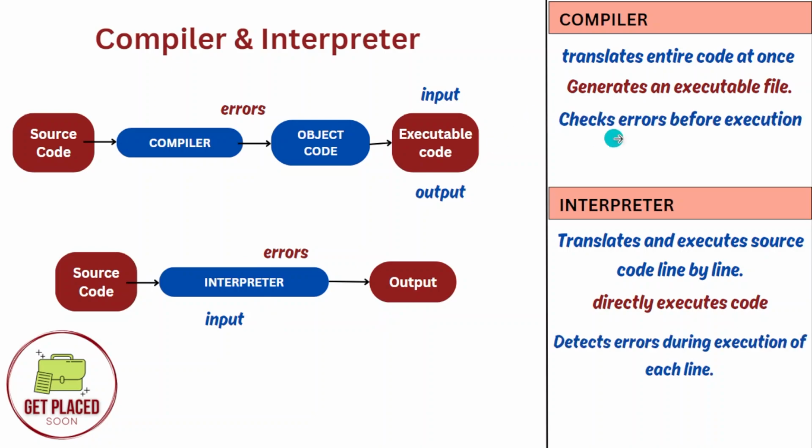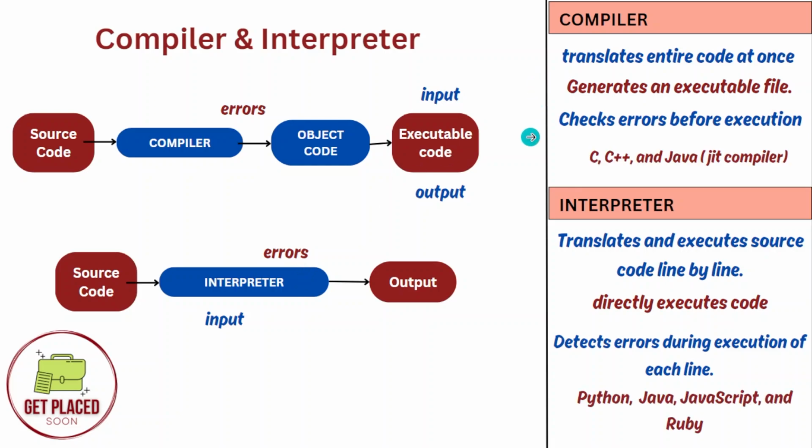The compiler checks errors before execution, because the error checking will be in the process of translating and it will be in the process of compilation only. Before producing the executable file, the errors will be checked. Whereas in interpreter, detection of errors happens during execution of each line, as we discussed earlier. Now moving ahead, a few examples. This we also discussed earlier. C, C++, Java, if it is using just-in-time compiler, can be considered as compiler examples. Interpreter examples are Python, Ruby, JavaScript, Java, etc.